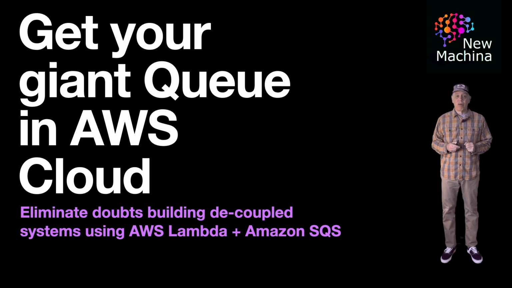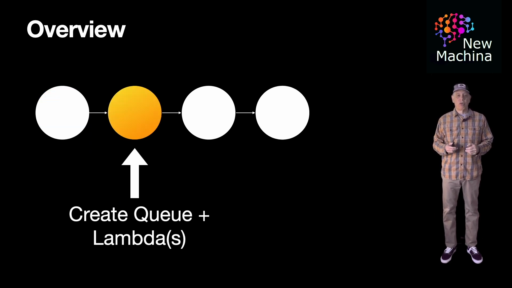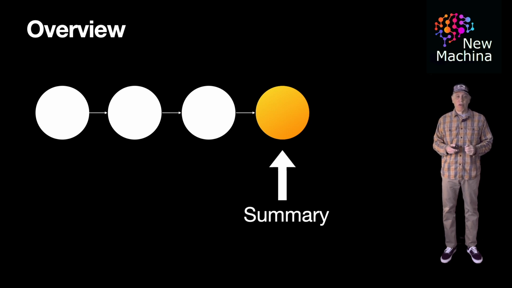Okay, let's get started. I'm going to quickly provide an overview of what we're going to cover in this video. First, I'll show you a diagram of the system I'm going to build. After that, I'll create an SQS queue and two Lambda functions. One for sending or putting a message into the queue, and one for receiving or getting messages from the queue. Next, I will test the system. Lastly, I'll summarize the key points you should take away in this video. Okay, let's get into it.